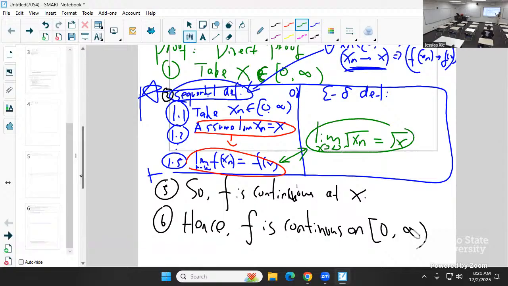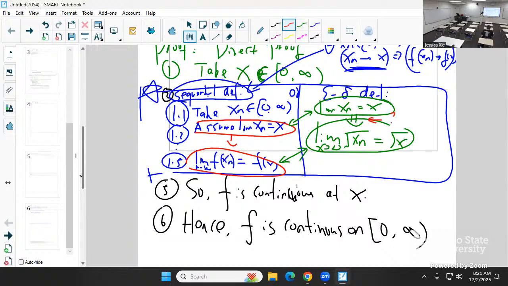To show this, you just plug in because f of x is square root of x. And what's the condition you have? The condition you have is that the limit of x_n equals x. Let's see here. Is this true or not?